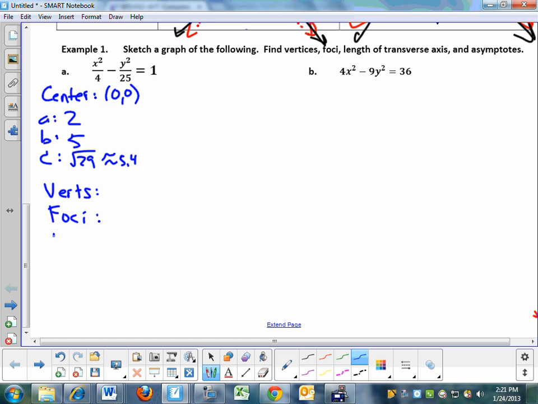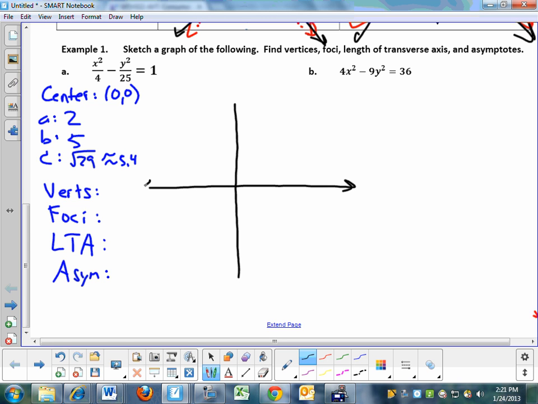which are the vertices, foci, length of transverse axis, asymptotes, I'm going to sketch it because I know I can sketch it. Once I sketch it, then I'll for sure know exactly what those characteristics are. So I'll go up 1, 2, 3, 4, 5. 2, 3, 4, 5.